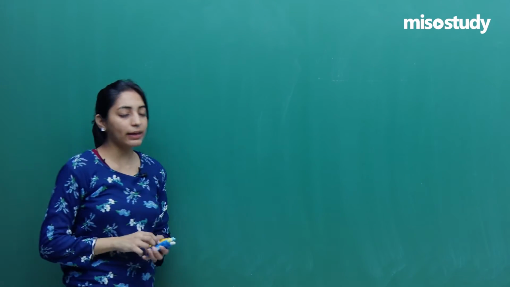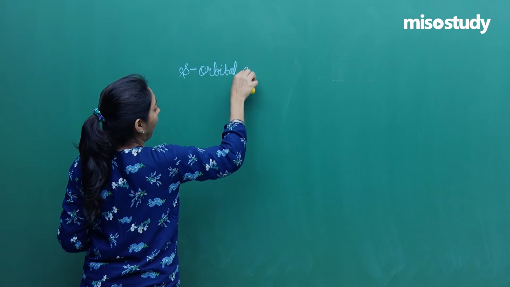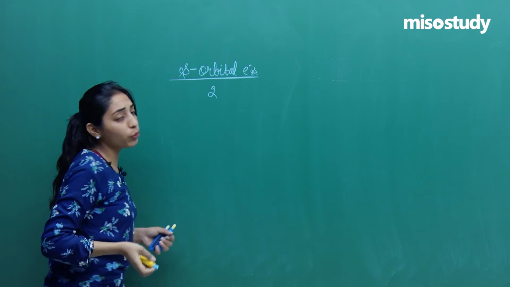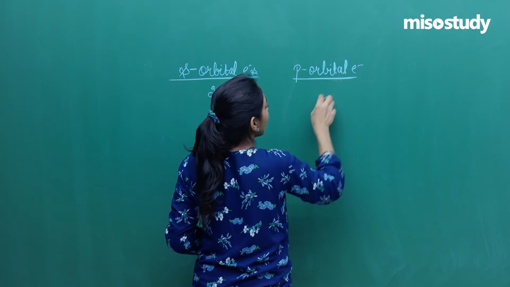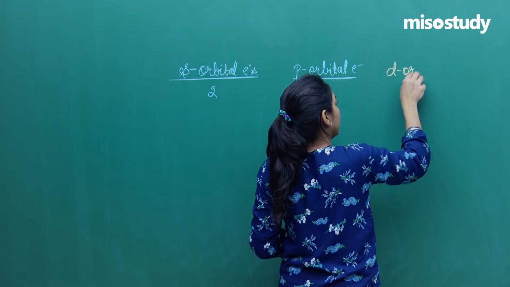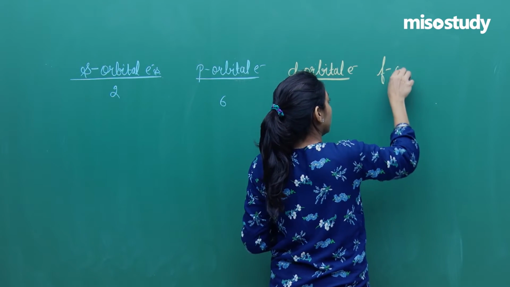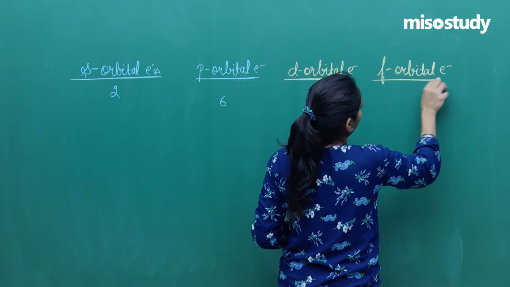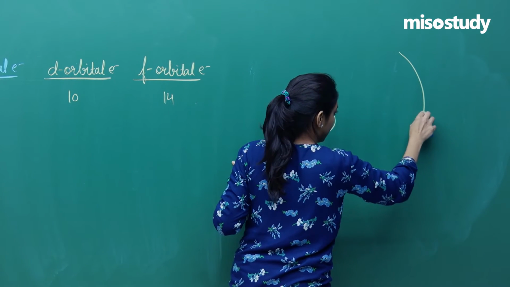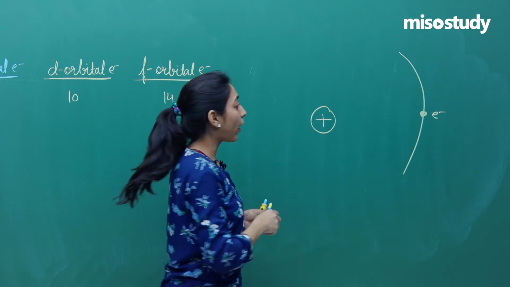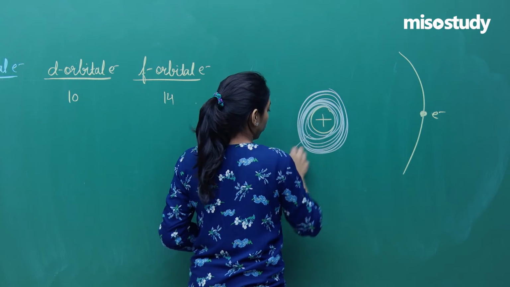Now see, one more thing I'll tell you in detail. Let me just give you an idea. When you are talking about the s orbital, it has only 2 electrons. When I talk about the p orbital, electrons are 6. When I talk about the d orbital, they are 10. And when I talk about the f orbital, the electrons are 14. Now you might be thinking, this is the nucleus, this is the outermost electron. Now in this particular orbital, let us say there are 2 s electrons, so 2 electrons which are of the s orbital.